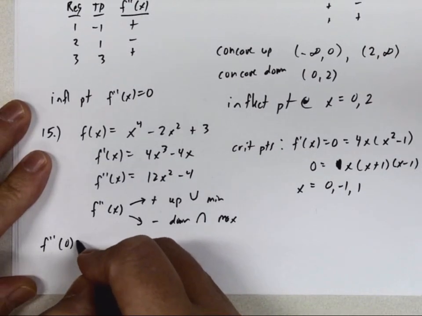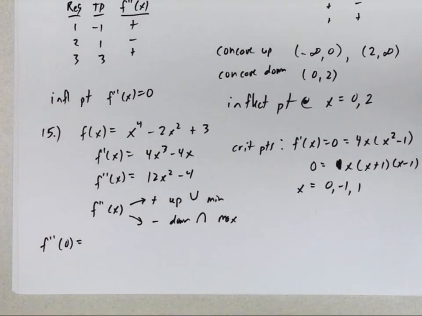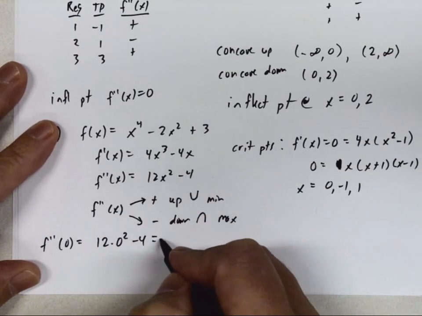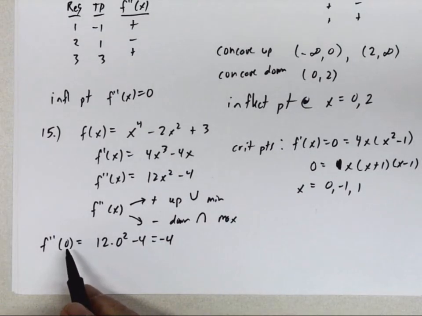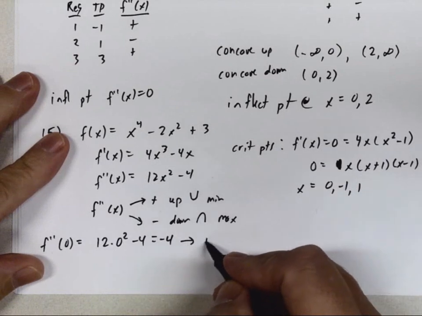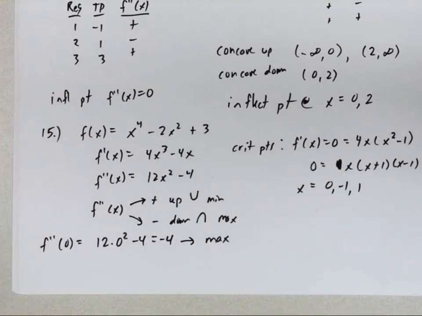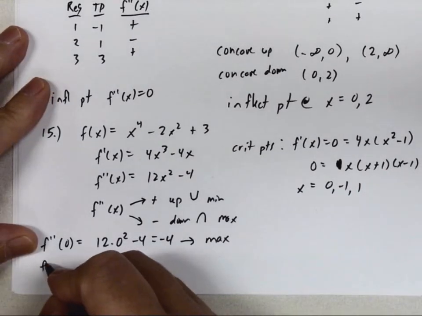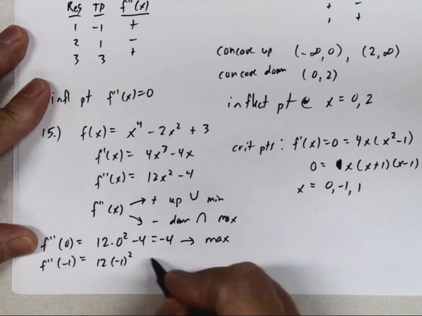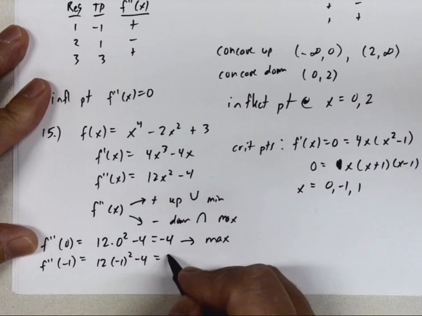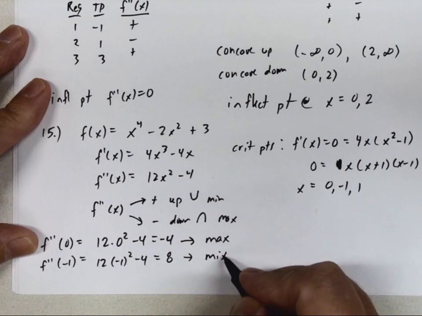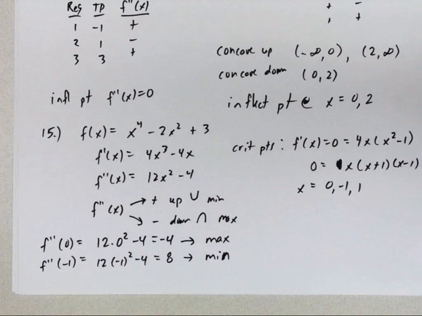Let's take our first critical point from our first derivative, and let's plug it into the second derivative. The second derivative is 12x squared minus 4, so 12 times 0 squared minus 4. The second derivative, when x equals 0, is negative 4. It's a negative number, concave down, which means we now know x equals 0 is a relative maximum. Let's calculate the second derivative when x is equal to negative 1. So 12 times negative 1 squared minus 4. This looks like 8. Since it's a positive number, it's concave up, which means when x is negative 1, we have a relative minimum.